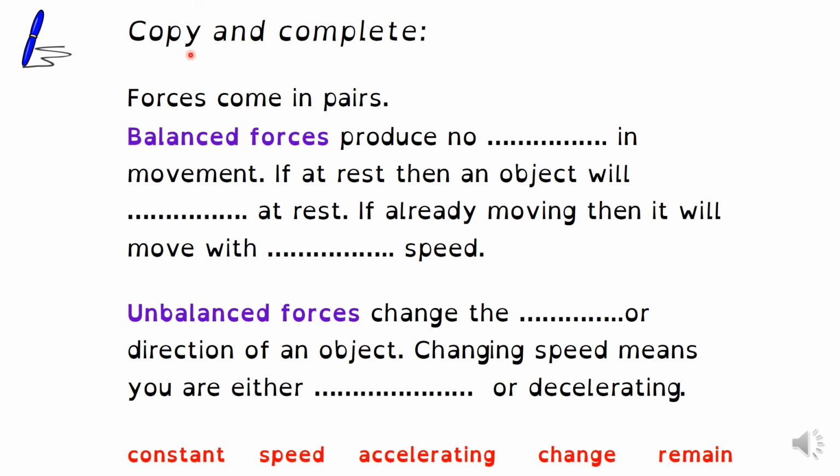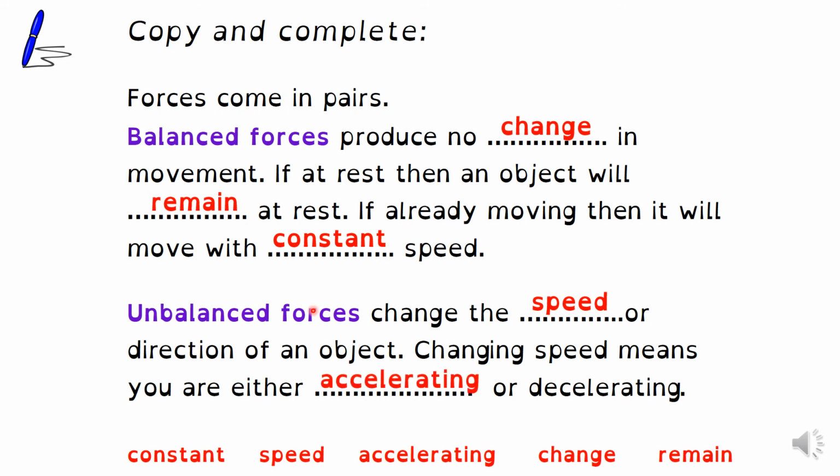Okay, let's have a look at the answers then. So, forces come in pairs. Balanced forces produce no change in movement. If at rest, then an object will remain at rest. If already moving, then it will move with constant speed. Unbalanced forces change the speed or direction of an object. Changing speed means you are either accelerating or decelerating.